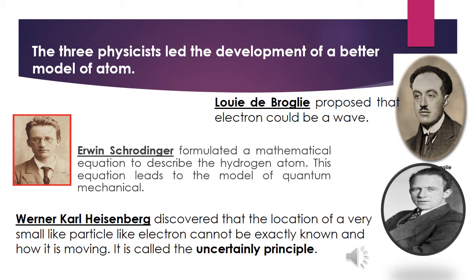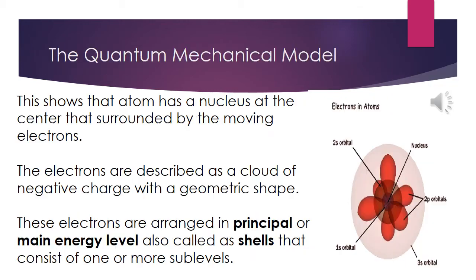Next, Werner Karl Heisenberg. He discovered that the location of a very small light particle, like an electron, cannot be exactly known, and neither can how it is moving. It is called the uncertainty principle.